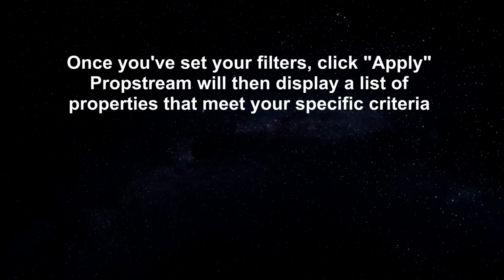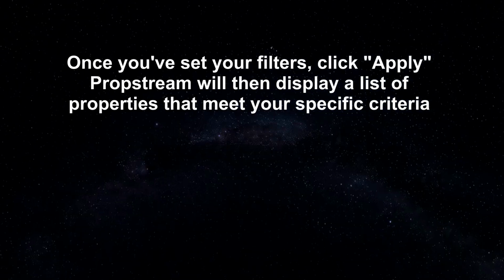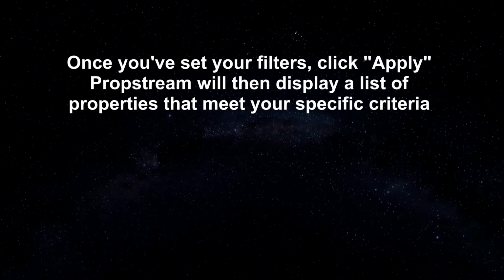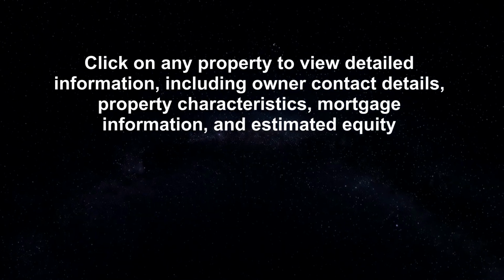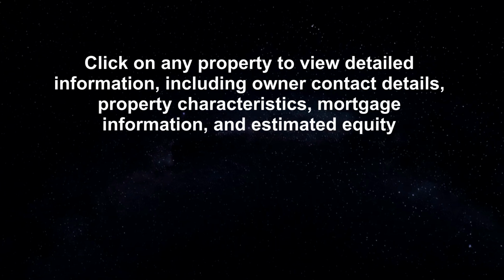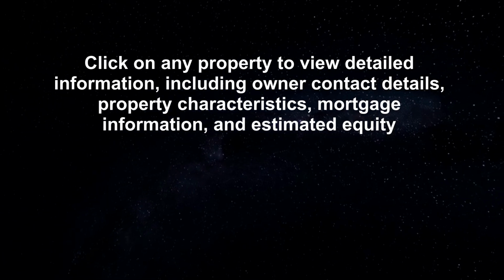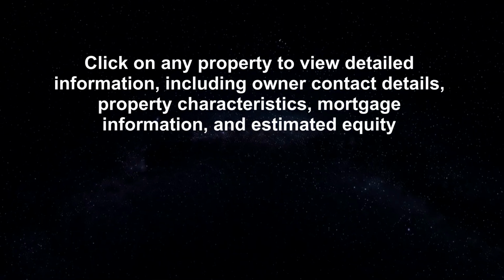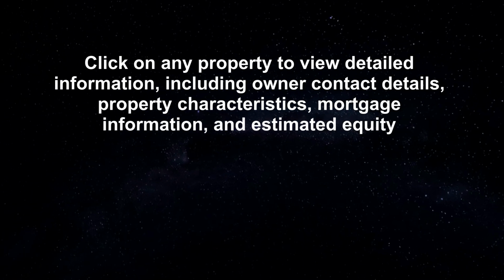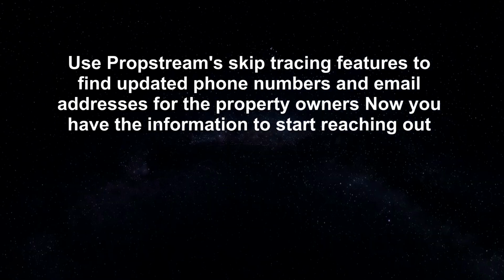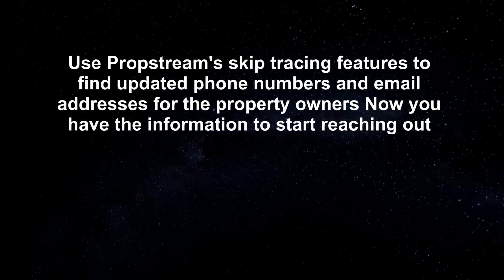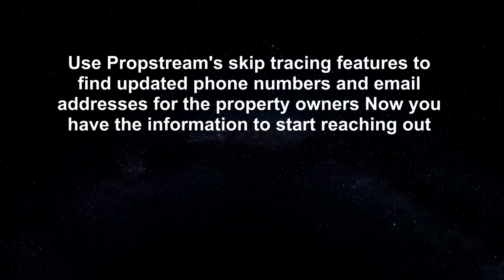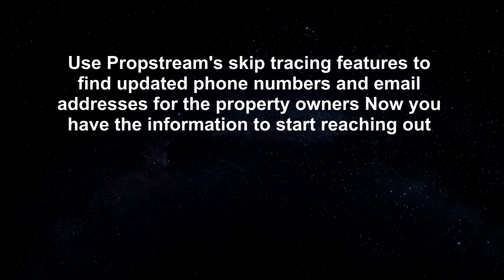Once you've set your filters, click Apply. Propstream will then display a list of properties that meet your specific criteria. Click on any property to view detailed information, including owner contact details, property characteristics, mortgage information, and estimated equity. Use Propstream's skip tracing features to find updated phone numbers and email addresses for the property owners. Now you have the information to start reaching out.